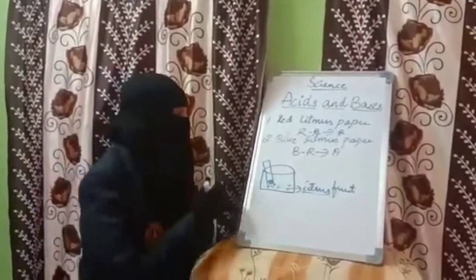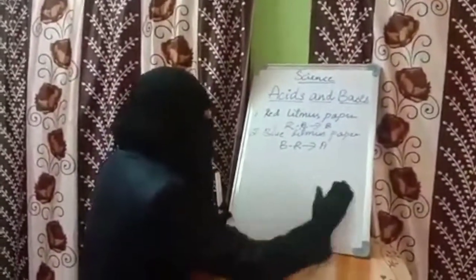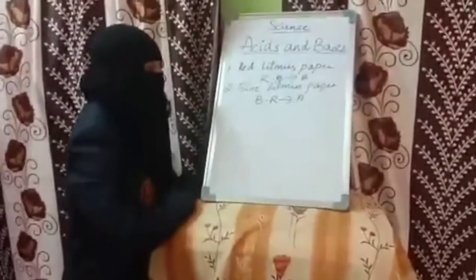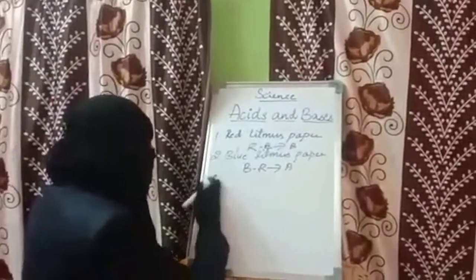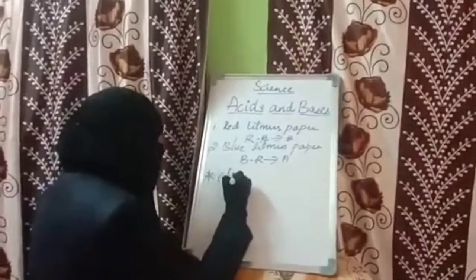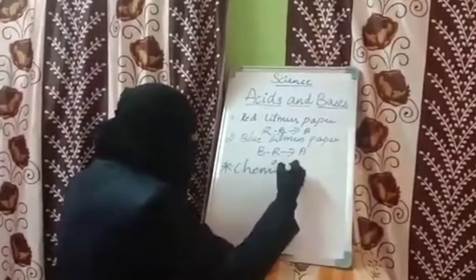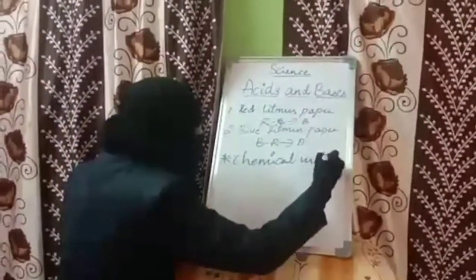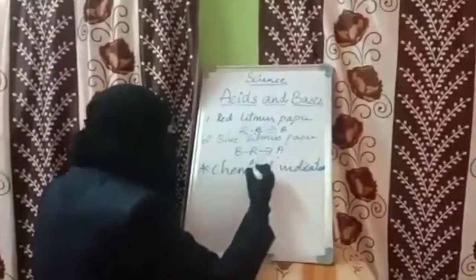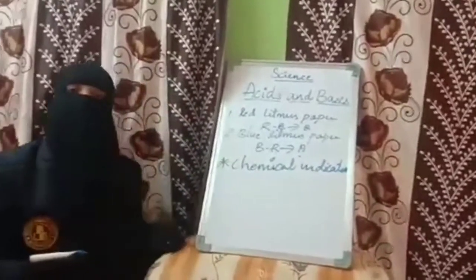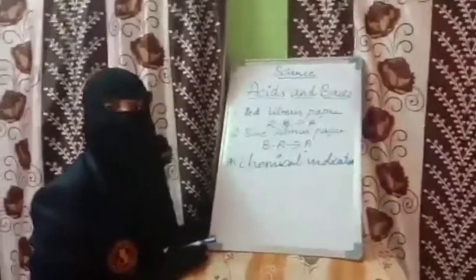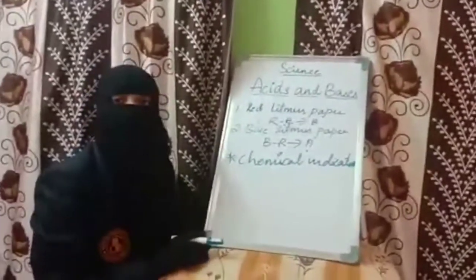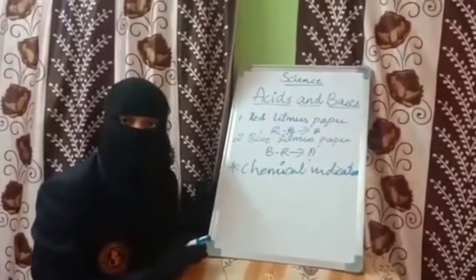Let us move on to the next one. Here we have done the experiments by using red litmus paper and blue litmus paper. So these are the natural indicators. What is the other type of indicators which we use? Those are chemical indicators. Right? Actually, what are chemical indicators? The indicators which are made in the laboratory with the help of chemicals are called chemical indicators. Chemical indicators are obtained from the chemicals.